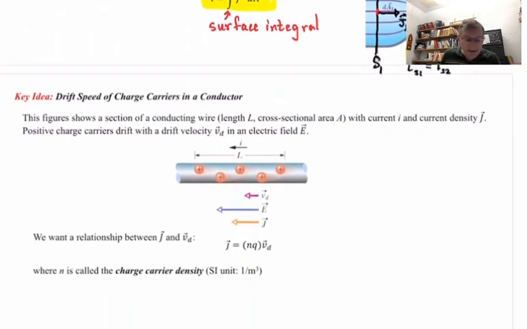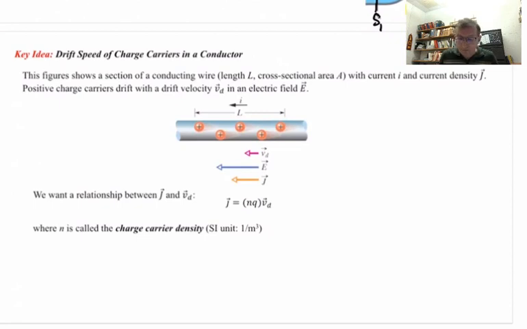Now there's one more idea that's worth knowing, and it's very handy when you're studying materials that are conductors. Remember I said that the charge carriers in the conductor, because of the electric field in the conductor, drift. So they move at a constant speed, called the drift speed. And there's a nice little formula for figuring out the drift speed of the charge carriers in a conductor.